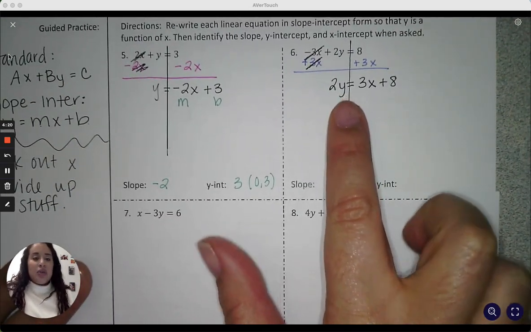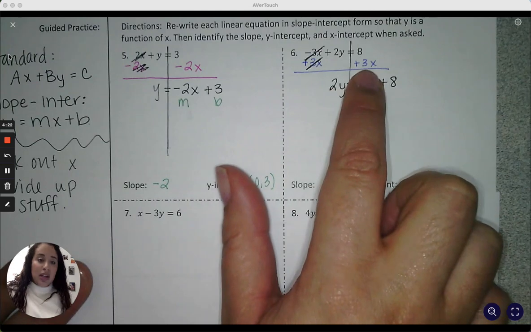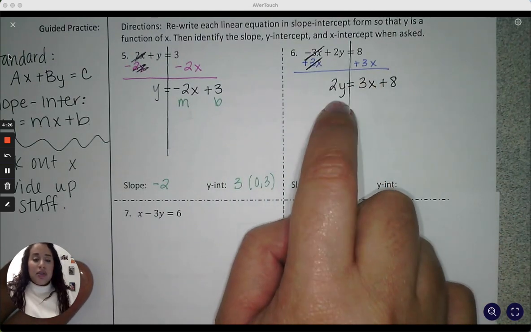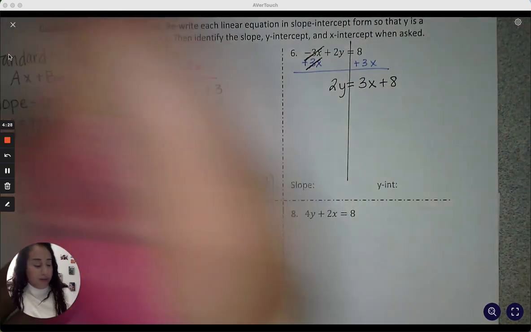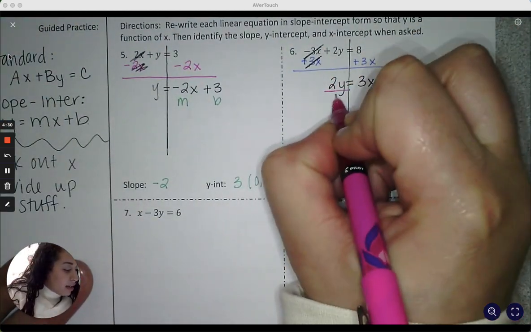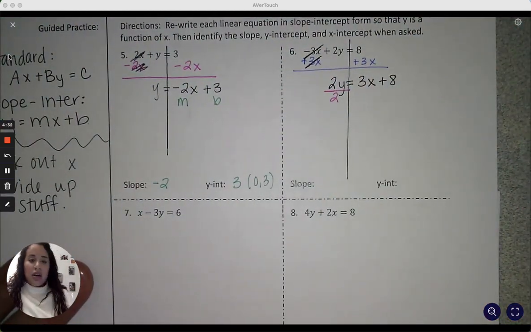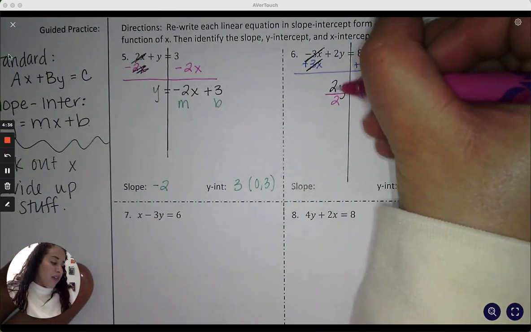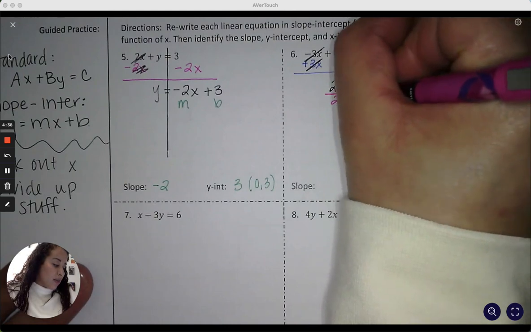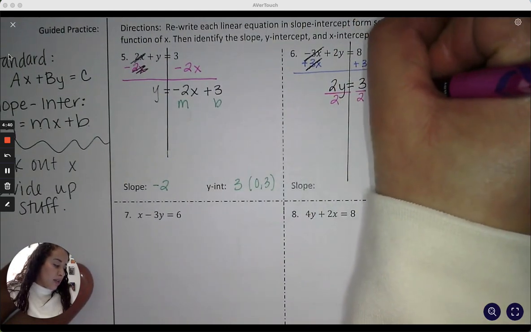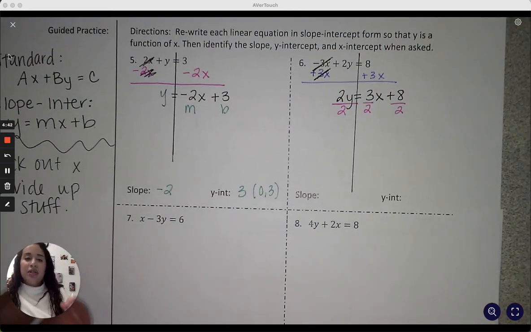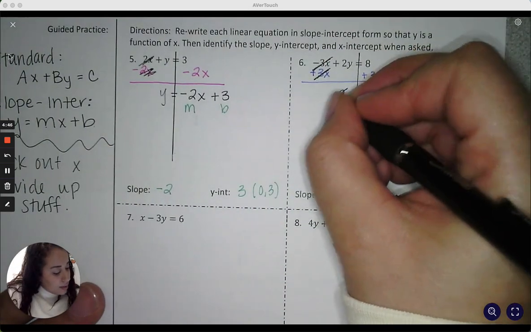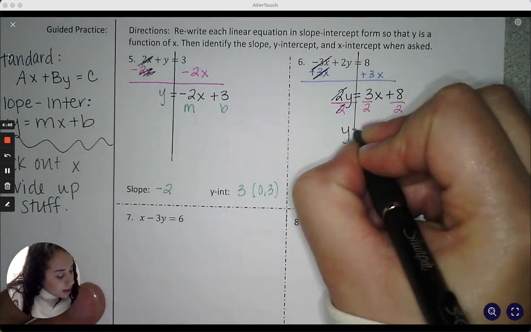Okay, so step 1 was to kick out your x. Step 2 is divide up your stuff. So we're going to divide by whatever number comes in front of the y. Whenever I divide by 2, I have to divide this number by 2 and this number by 2. Every single number gets divided by 2. Okay, so we get y equals.